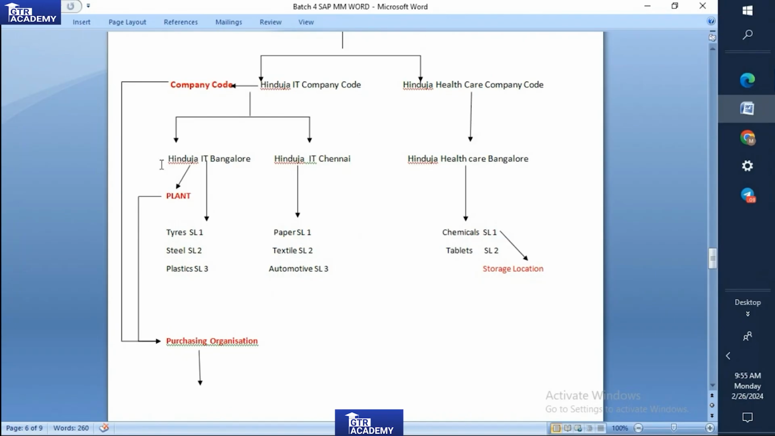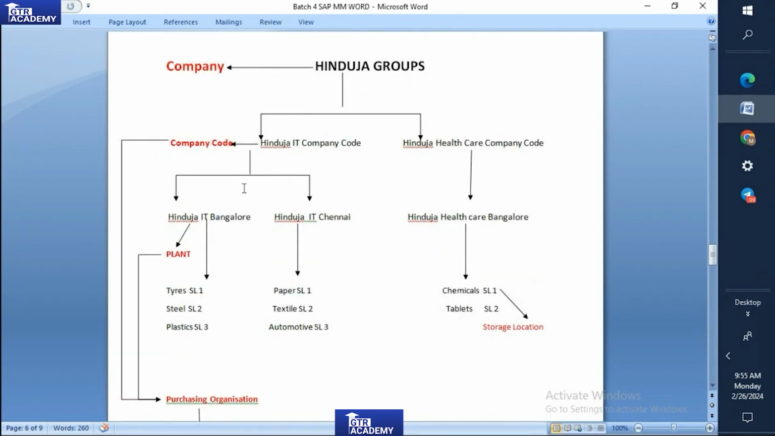And a plant can have multiple locations. It's completely based on the business requirement. They will enlarge the business. It can be in Bangalore, Chennai, Mumbai, anywhere. And it will come under the company code: company code, and then plant, and then storage location.